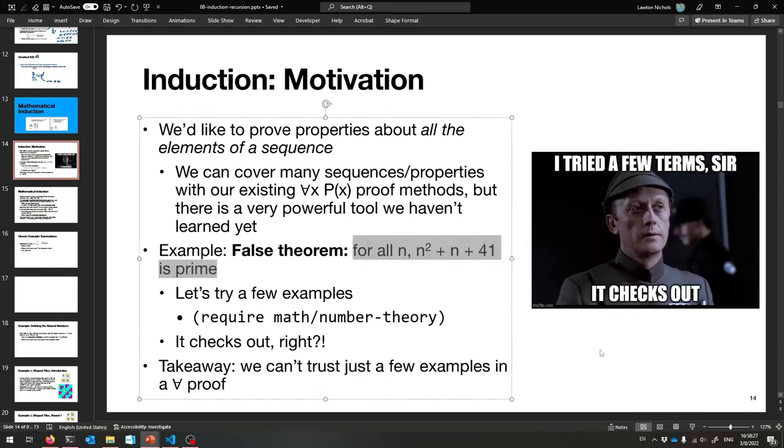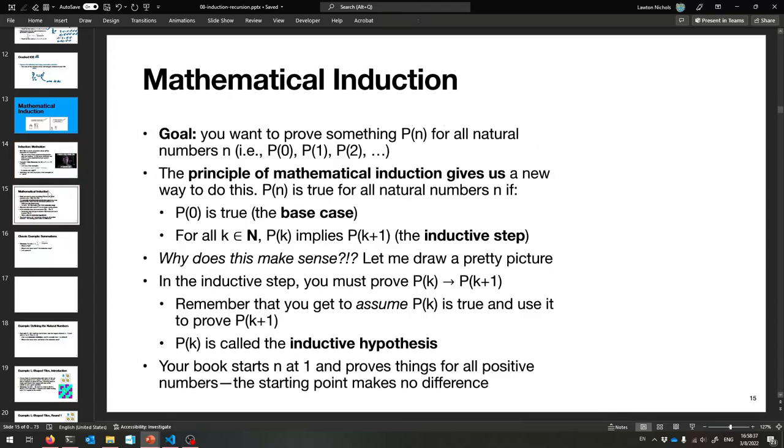Okay, so look, we need something more powerful. We can't just trust a couple of examples in a "for all" proof. We have to somehow really prove once and for all that something is true. Okay, here is a powerful way of doing that. It's called mathematical induction, and it is super cool. Okay, it's one of my favorite things to teach in this class.